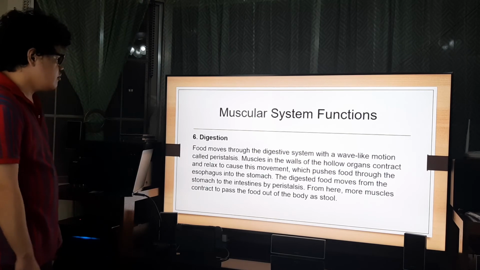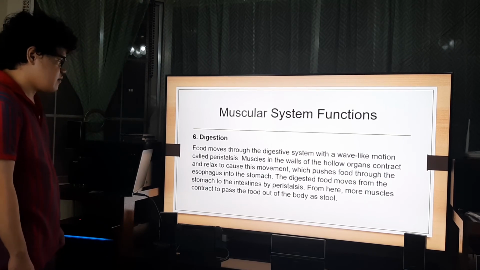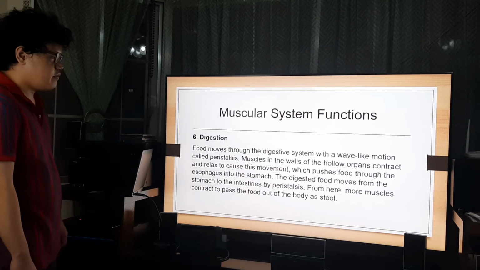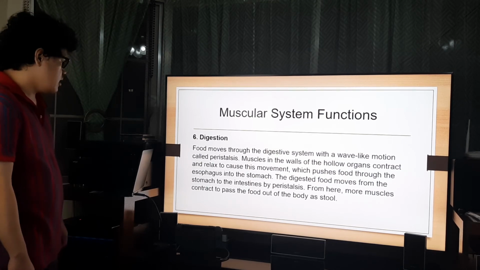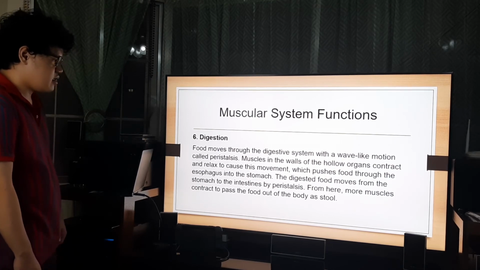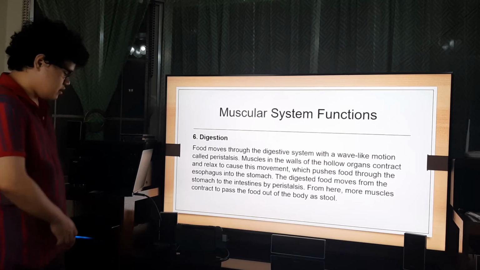Digestion. Food moves through the digestive system with a wave-like motion called peristalsis. Muscles in the walls of the hollow organs contract and relax to cause this movement, which pushes food through the esophagus into the stomach. The digested food moves from the stomach to the intestines by peristalsis. From here, more muscles contract to pass the food out of the body as stool.